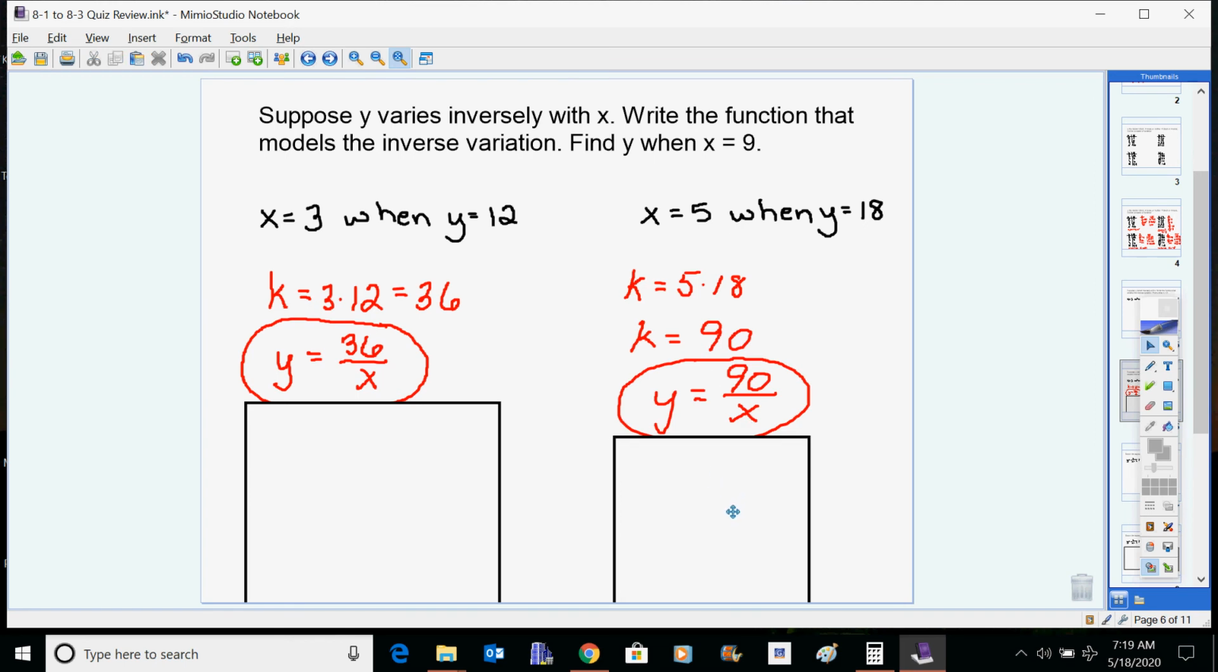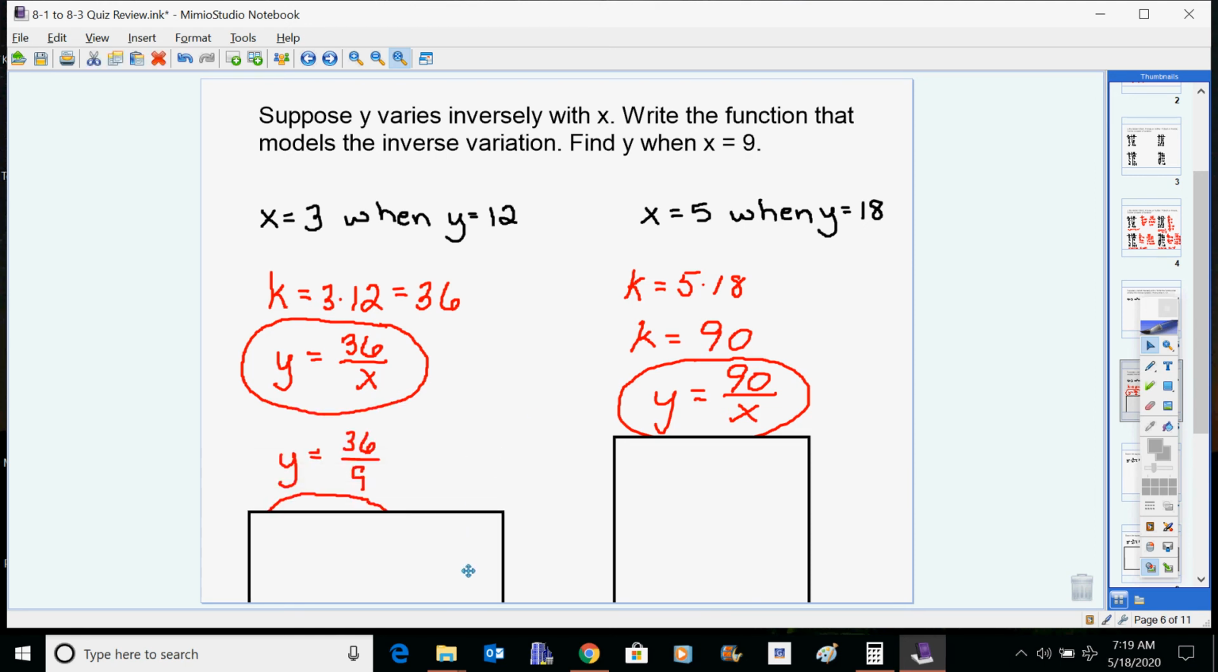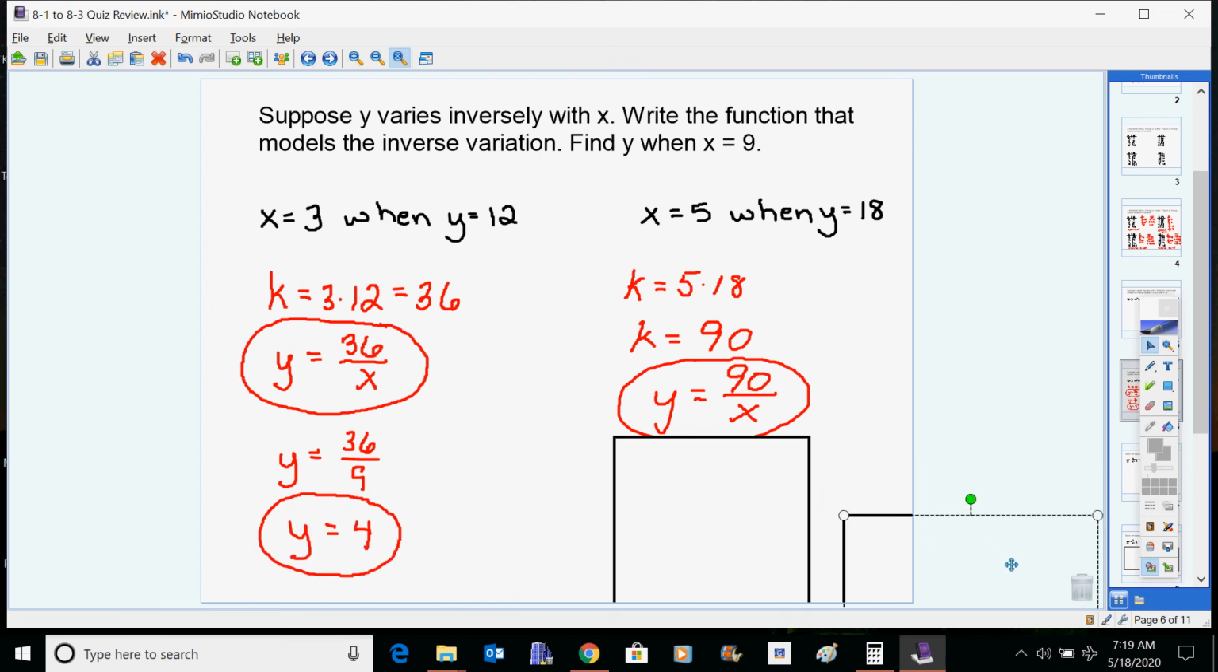So I would be able to expect you to type that answer in as an answer. And then in order to find the last part, find y when x equals 9, you'd have to plug in that. And here you get y equals 4.